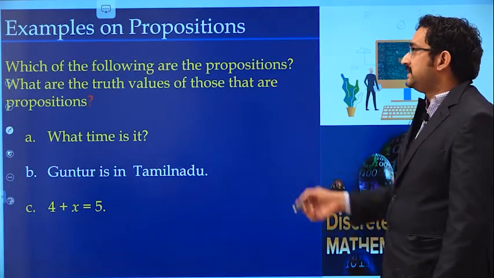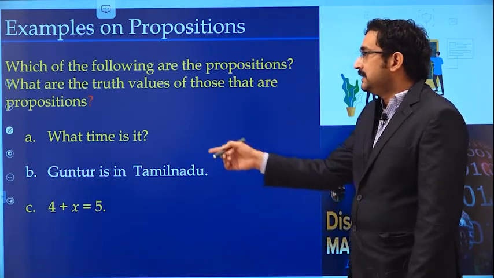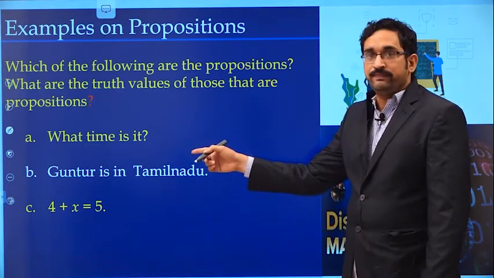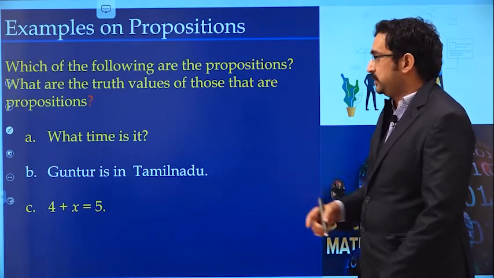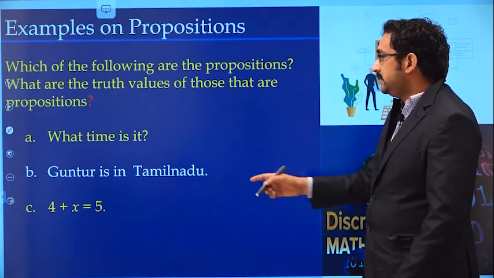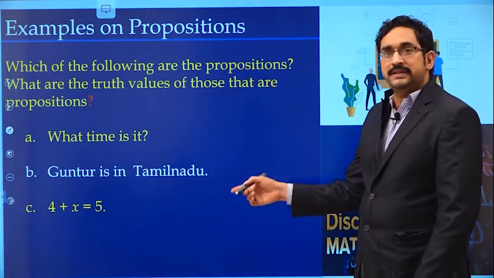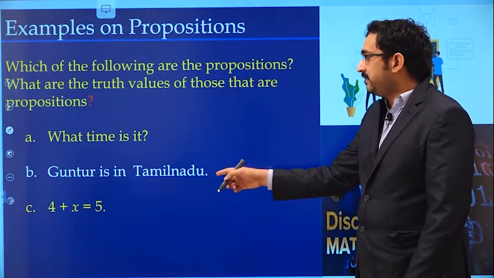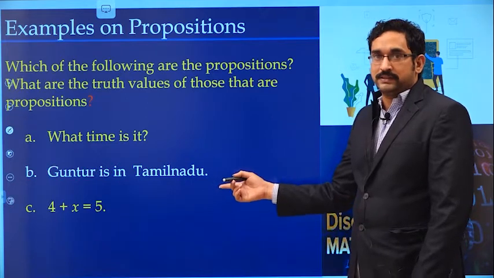Here some more examples are given. We have to find the truth value if it is a proposition. See the first one, what time is it? We know that it is an interrogative type. So it is not a proposition. See the next one, Guntur is in Tamil Nadu. We know that Guntur is in Andhra Pradesh. Hence, the second one is a declarative statement, but its value is false.